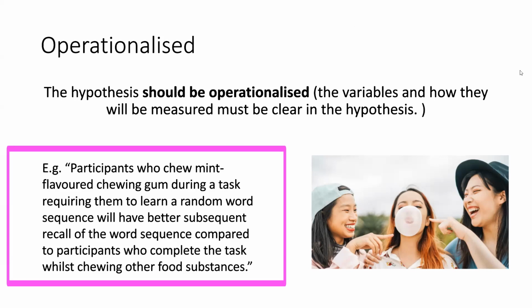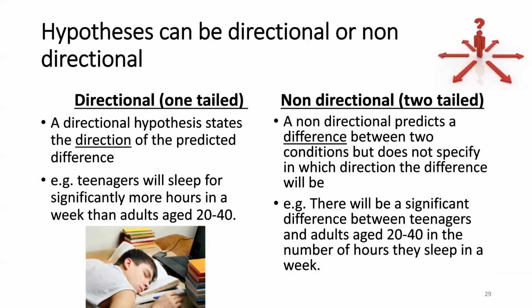The last thing you need to know is the difference between directional and non-directional. So a directional hypothesis states the direction of the difference. So for example, here you could say that teenagers will sleep for more hours in a week than adults. Okay, so you're literally saying which group is going to perform better or worse. Whereas a non-directional hypothesis is one that says there's a difference, because obviously our hypothesis is going to suggest a difference, but it doesn't tell you in which direction. So for example, you're just going to say there will be a difference between teenagers and adults in the number of hours, but you haven't said which ones are going to sleep more or less.